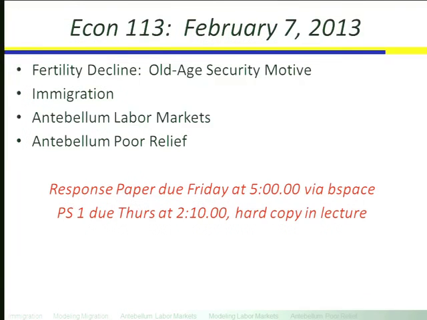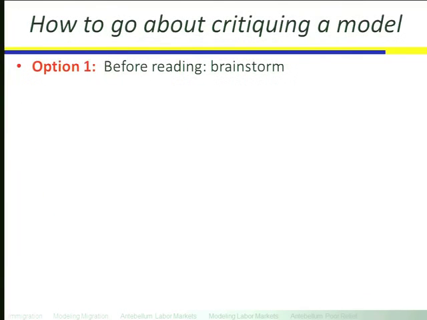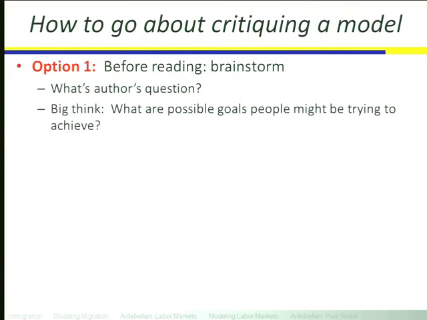So when you go about critiquing a model, so you've got somebody's argument and you want to critique that argument, you can critique the model. One way of critiquing the model is before you even start reading the work, to figure out what's the author's question, and then just start from there and start brainstorming. So the author's question is, what determined the decline in fertility or the regional pattern in fertility? And so you can start with a big thing.